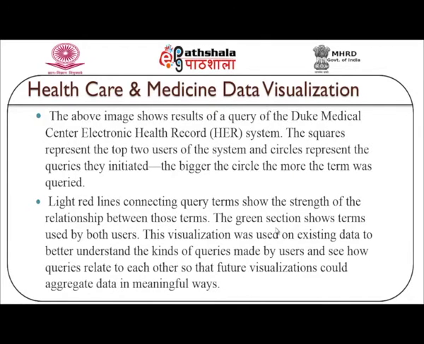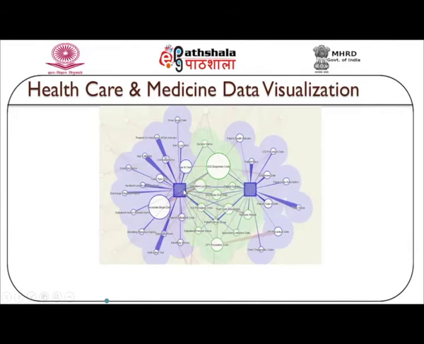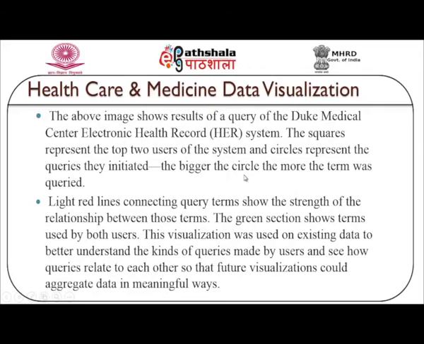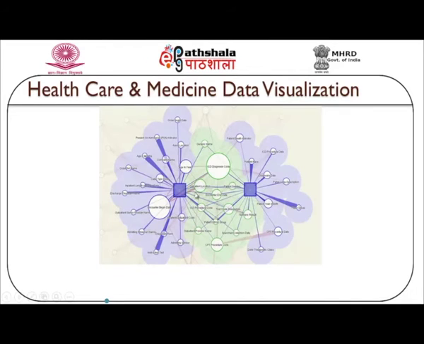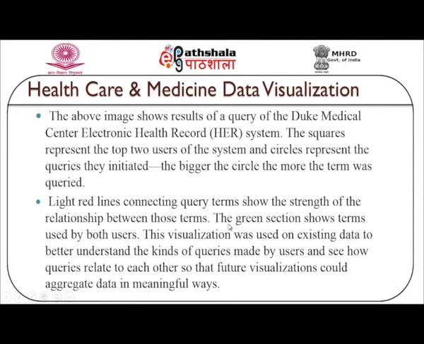The image shown here shows the results of a query of the Duke Medical Center electronic health record system. The squares represent the top two users of the system. Here we can see there are two squares, so these squares represent the top two users of the system, and the circles represent the queries they initiated. The bigger the circle, the more the term was queried. So here we can see a bigger circle, where we can understand that these are the terms that have been queried the most.